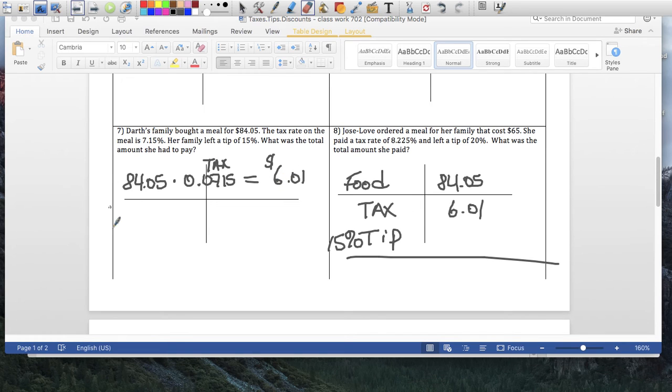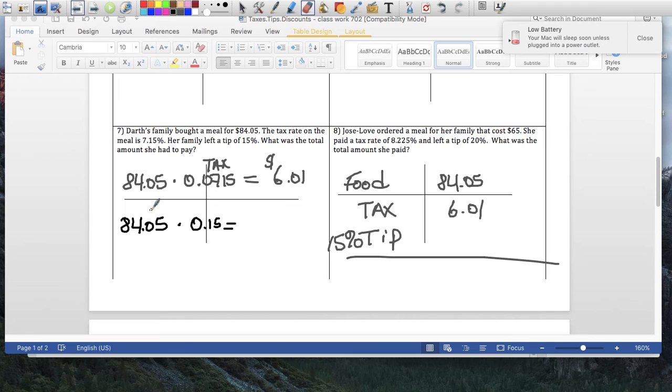So again, we're going to take 84.05, which is what you ordered, food, drinks, and whatnot, and multiply that by 0.15, which is the amount of tip you want to give her.